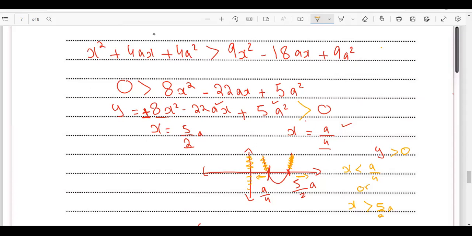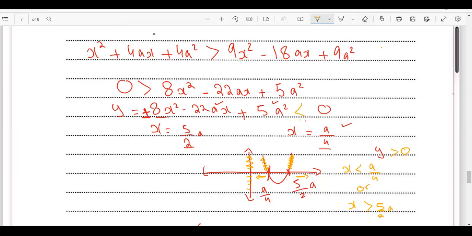Here it's greater than 0, so x will be greater than 5 by 2 and less than a by 4. This is what I just made. Initially, we had this. This is what we have in this question.